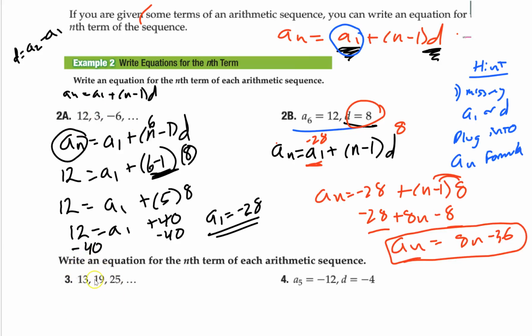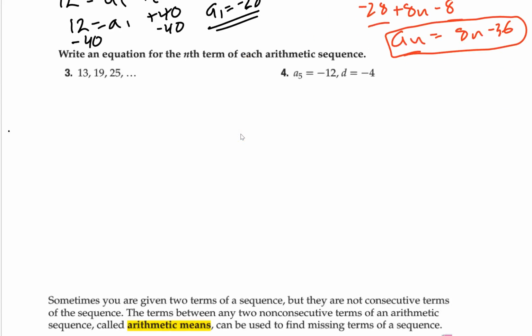If I want to do this one, A1 is 13, plug it in. Common difference is 6, plug it in. Easy. When it gets harder, when you're missing either A1 or the common difference, you always have to go back to the original formula. Go back to the an formula and plug in what you have to find the missing things. We're going to do another one of that right now. So let's look at this one right here. Same idea, just want to do it over again.